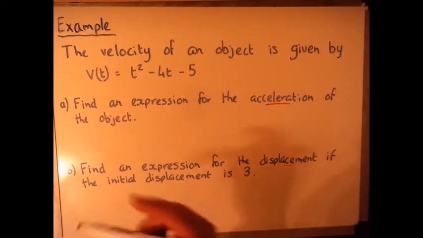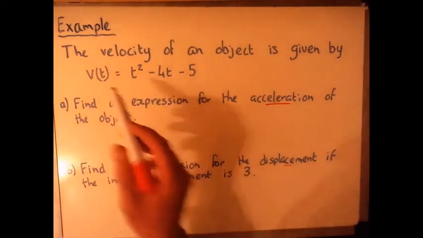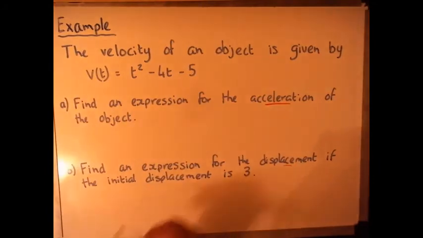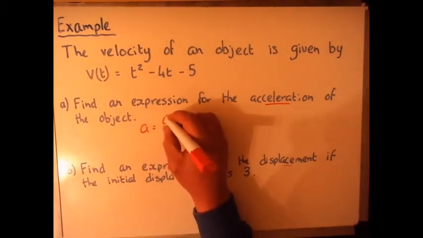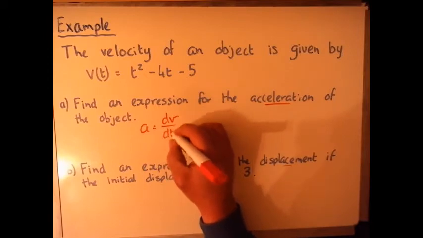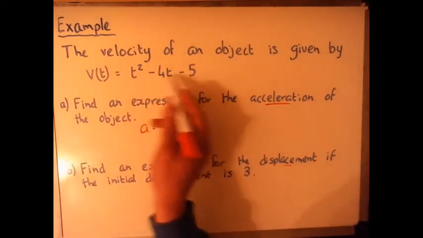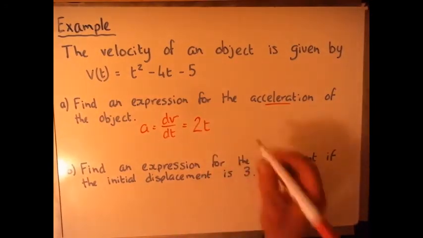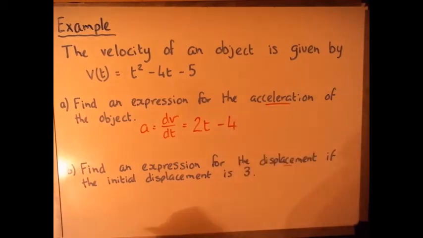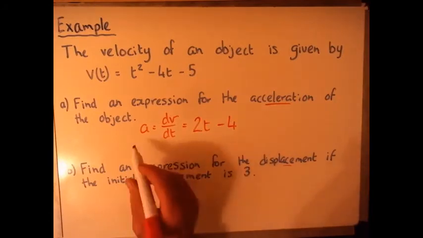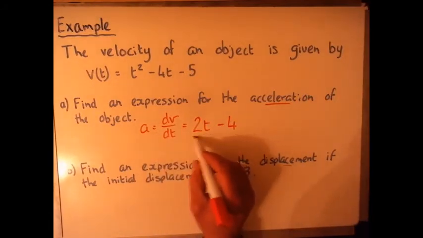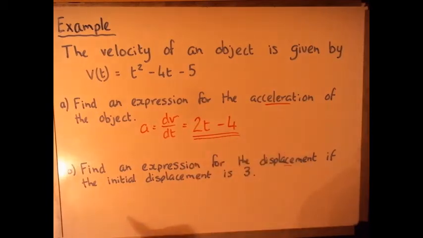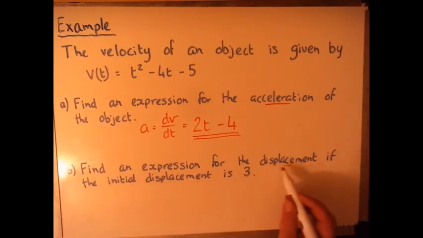Thinking back to the slide we just looked at, how do I get acceleration if I'm given velocity? Well, to get acceleration, I am going to differentiate my velocity expression. So all I need to do is differentiate this expression up here. So t squared becomes 2t, negative 4t differentiates to negative 4, and we know the negative 5 in effect just disappears. So there we go, we've now got an expression for acceleration of 2t minus 4, and it's as straightforward as that.